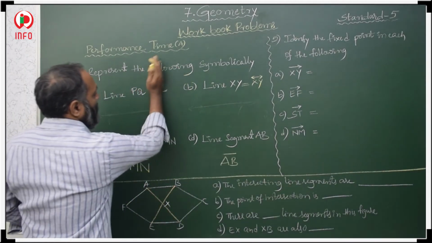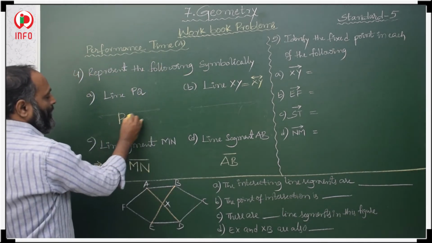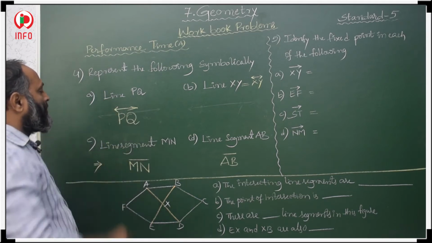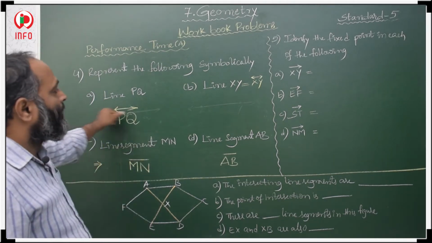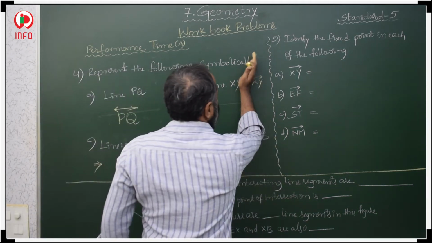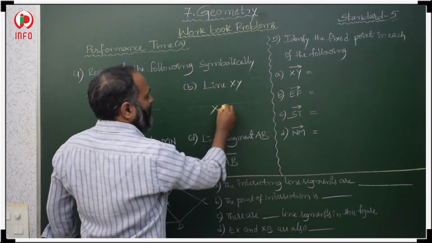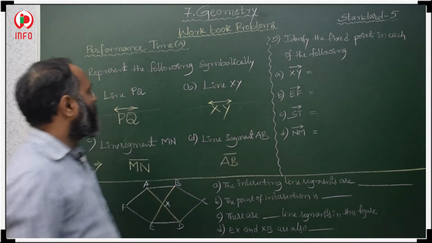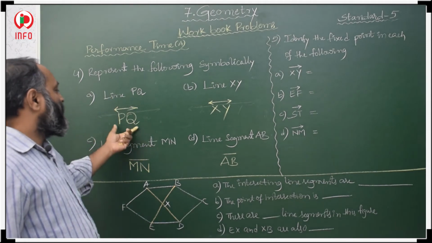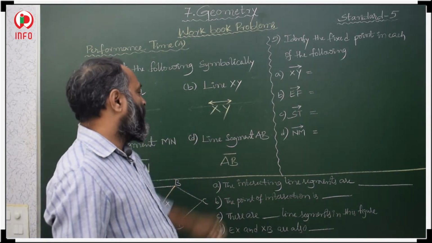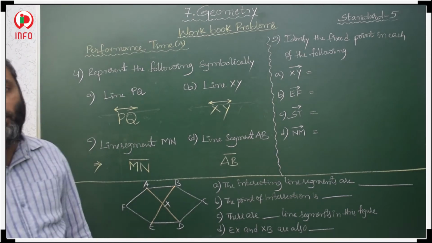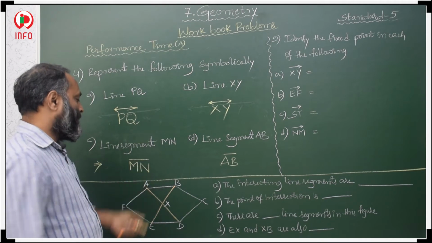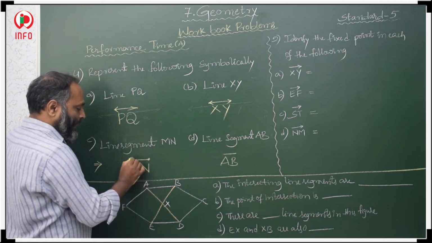In a big way you have to write PQ, this is the symbolic representation, PQ, okay. Next, XY line: we write XY with the line symbol. PQ line symbolic representation, XY line symbolic representation. Line segment means no need to keep any arrow on top. For line segment MN, just keep two end points.